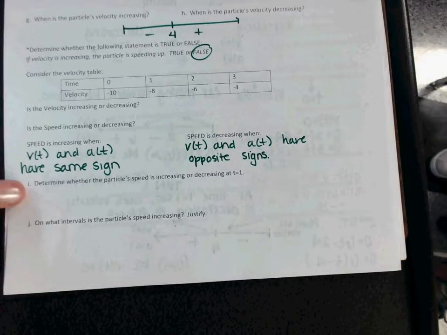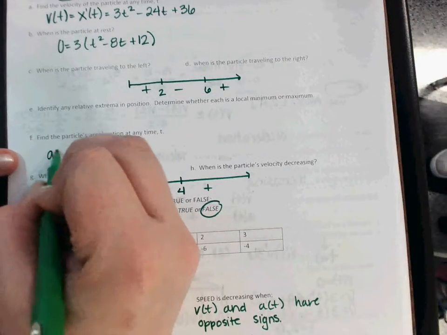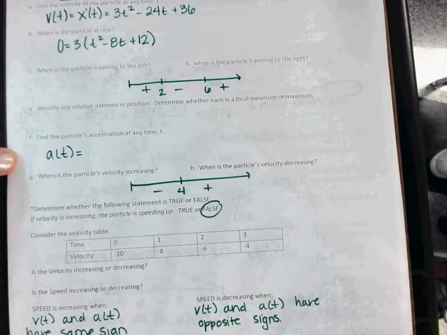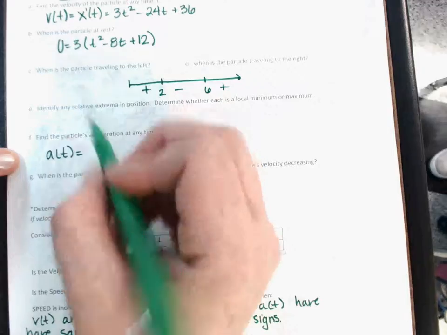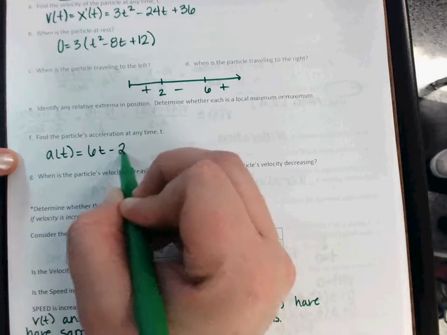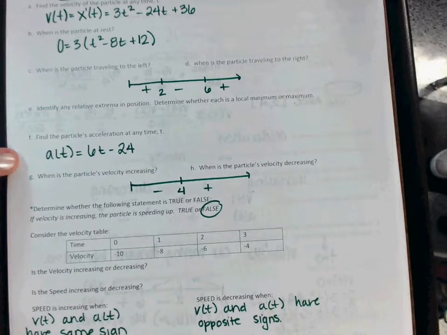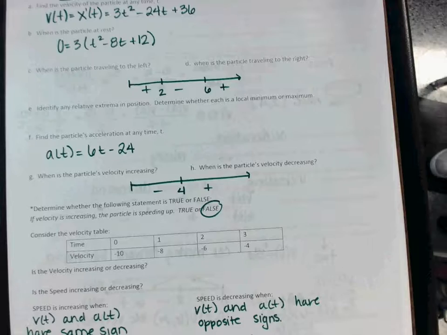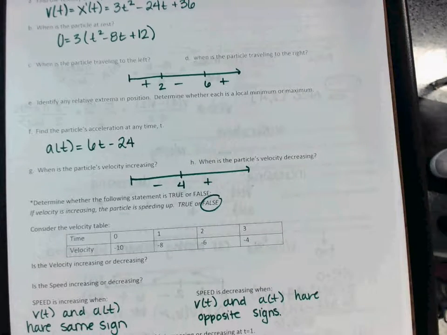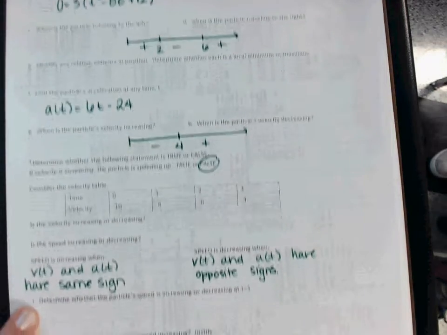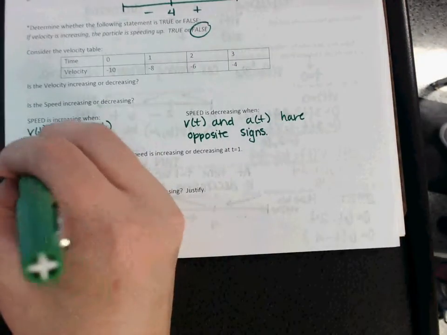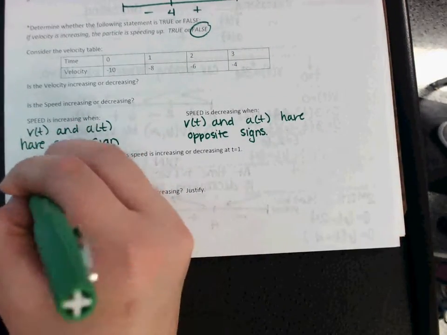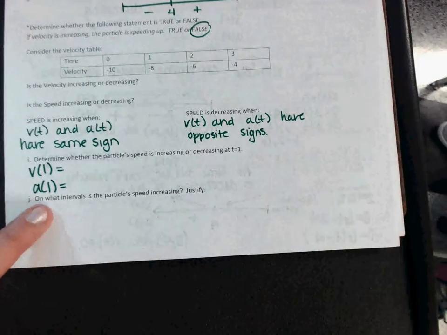Okay, so come right here. We need our acceleration function to do the next part. So take the derivative here. It'd be 6t minus 24, which, remember, is the same as the problem that we just did. Okay, so in part I, it says, determine whether the speed is increasing or decreasing at 1. There are two things that you would have to find. The velocity at 1 and the acceleration at 1.